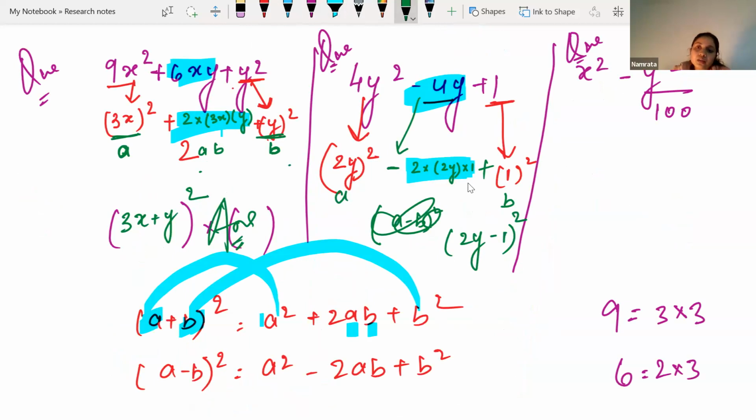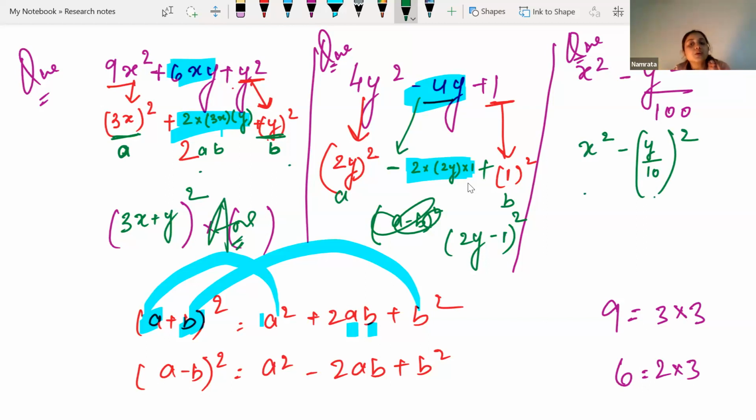Is it clear now? The next one is very basic. Like x square is there, and the other one we can write as y by 10 whole square. Now understand the importance of the complete whole square. When we have a term y, we can write y square, but when we have y by something, we want to write it as a complete whole square by giving a bracket. So it is y by 10 whole square.